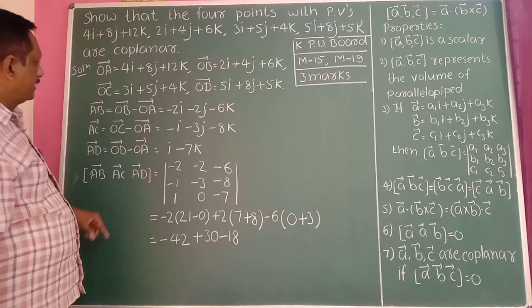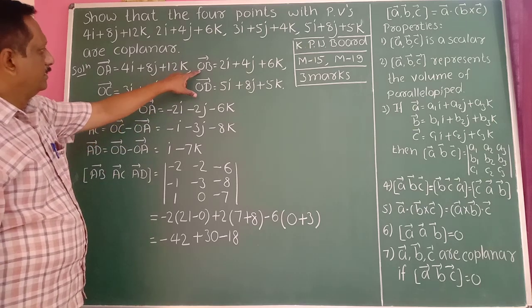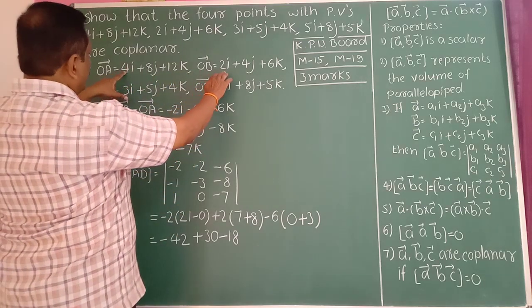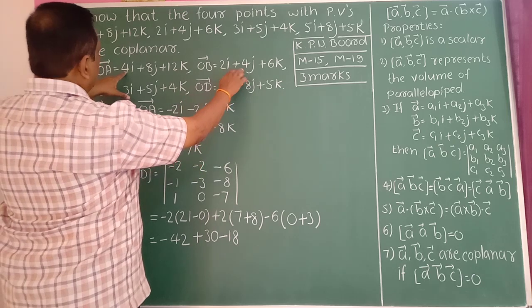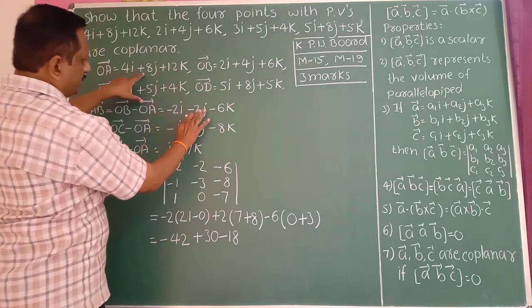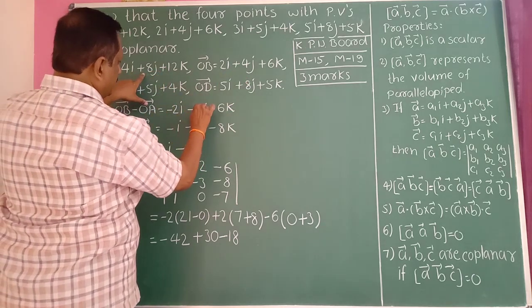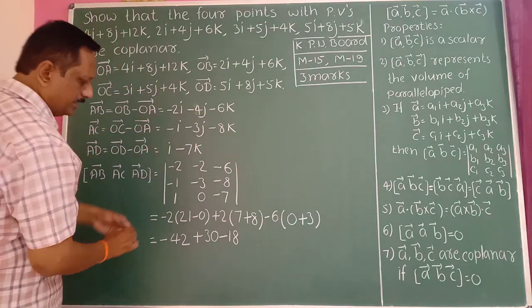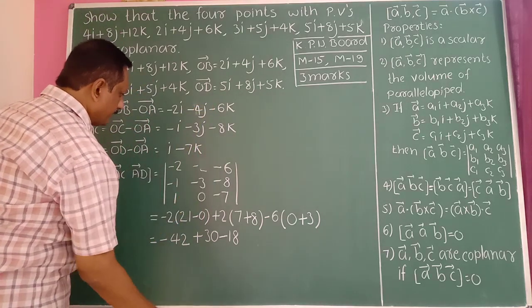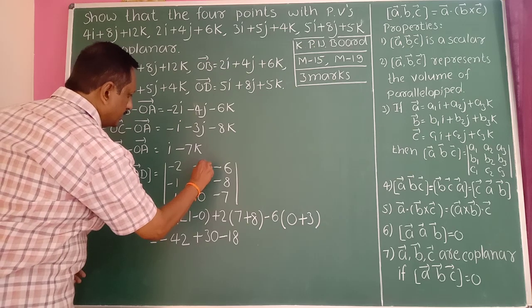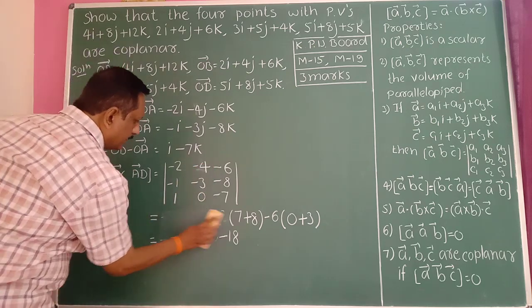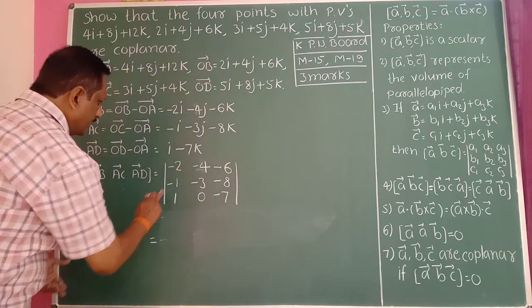So there is a mistake here. OB minus OA: 2i minus 4i becomes minus 2i, 4j minus 8j becomes minus 4j. So it is minus 4j here, minus 4. Just observe here, minus 2 here.